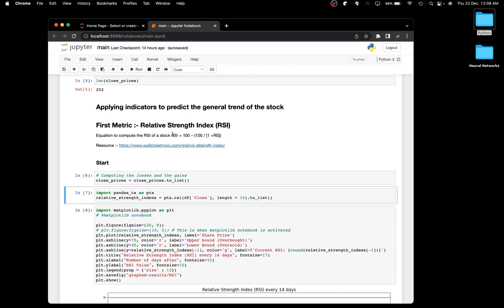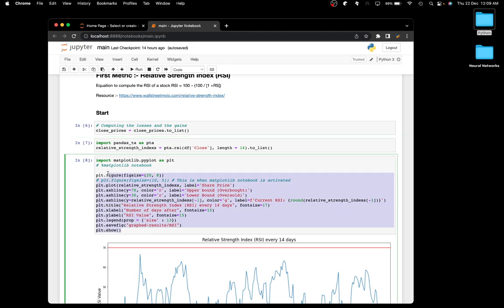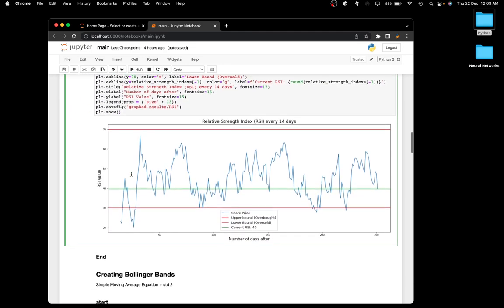And then, to compute the relative strength index, you just use this equation and you substitute RS for your relative strength. Now, in this case, it was getting a little messy when I was trying to compute it directly, so I ended up just using this module known as pandas TA, and I just computed the relative strength indexes using that. As you can see over here, all I needed to do was write that line of code.